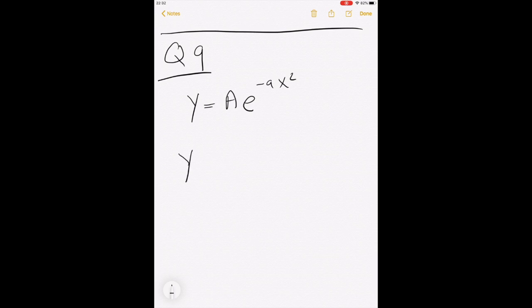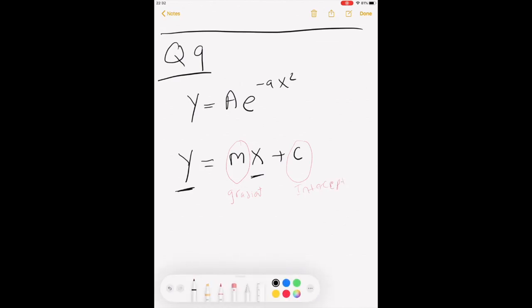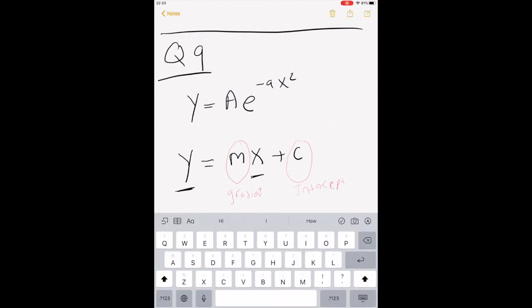So when you have a straight line, you always have this form: y, the y-axis, and here you have m, a constant, mx, that refers to the x value, plus c. So y, that's on the y-axis, this is my x-axis, and then this is the gradient, and this is the intercept. So they're always constant values, and then of course they change according to the x and y.